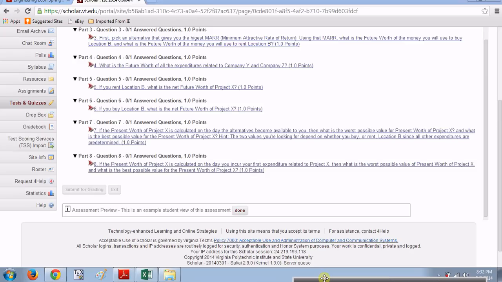Now, keep in mind that this homework assignment is very important, because 2 of your questions on the midterm will be practically homework 4. I shouldn't say that. It's not the same as homework 4, but it's going to be more or less this kind of question where you're given a project, there are expenditures related to the project, and you have to figure out a few things like future worth, present worth, and so on.